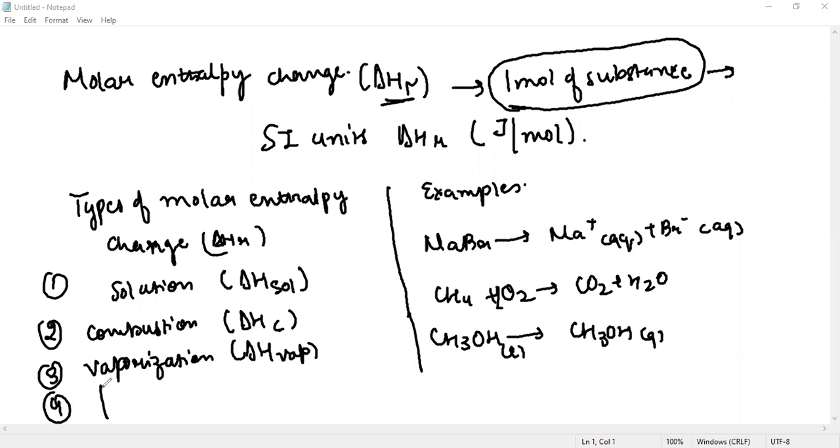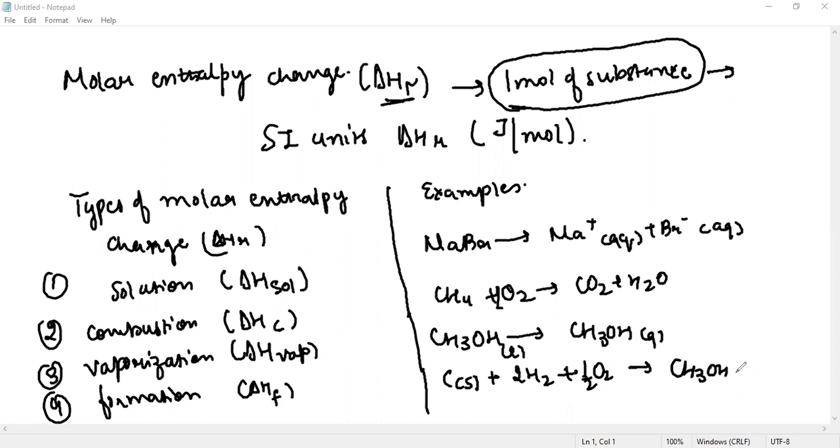Now the next one is formation. Let's say some substance is being formed. The enthalpy change related to that is given by the symbol delta HF. You might encounter these symbols on your exam, so I'm just giving you an idea of that. Let's take an example: carbon solid reacts with 2 hydrogen plus half oxygen. These coefficients are for balancing the number of atoms, and all of these 3 reactants combine to give you methanol, CH3OH, which is liquid.